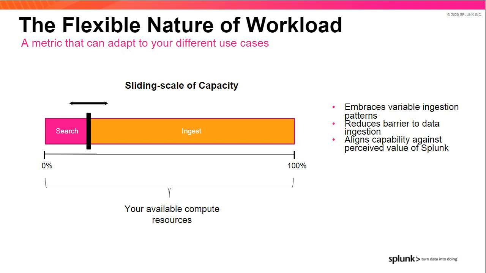You as a customer have the ability to control your search patterns and your ingest patterns, and in effect this gives you, the customer, the ability to metaphorically slide this black bar that you see on the screen more towards ingest or more towards search. Right? This is what's going to allow you to embrace variable analytic patterns, which will in turn allow you to embrace variable ingestion patterns, which will then reduce the barrier to data ingestion problems. And as I've said multiple times, it'll allow you to more accurately align the value you get from Splunk against the investment and cost that you put into it.